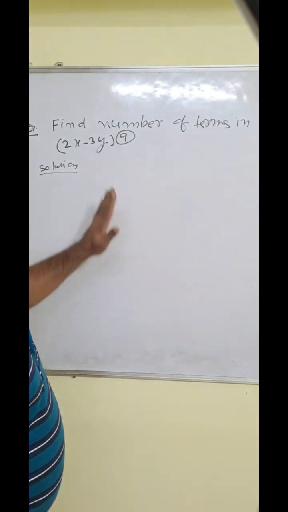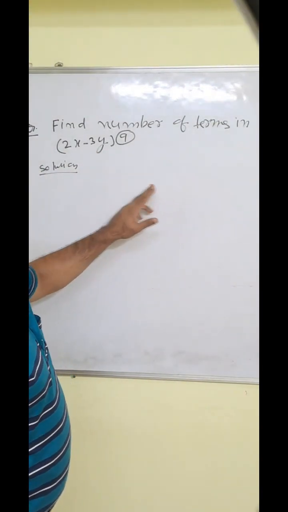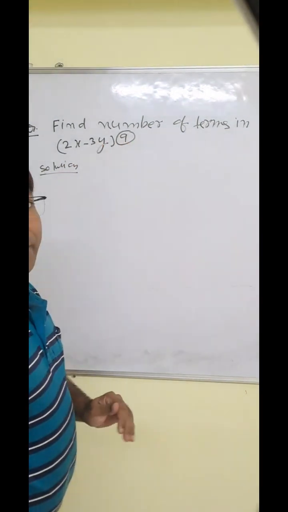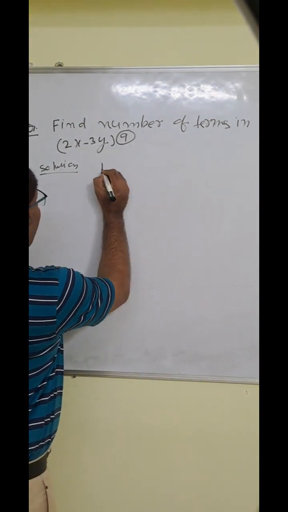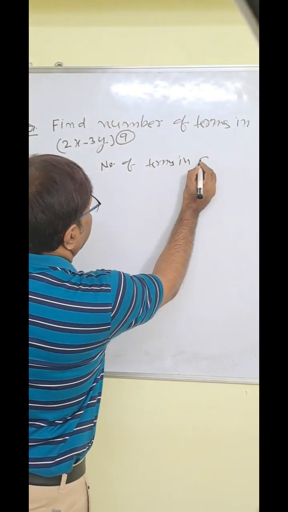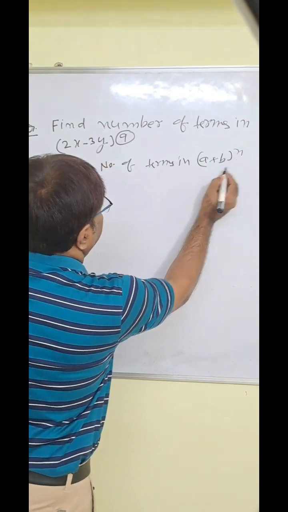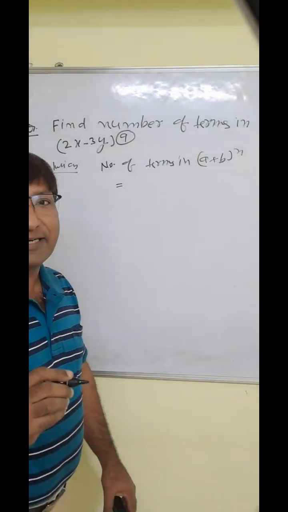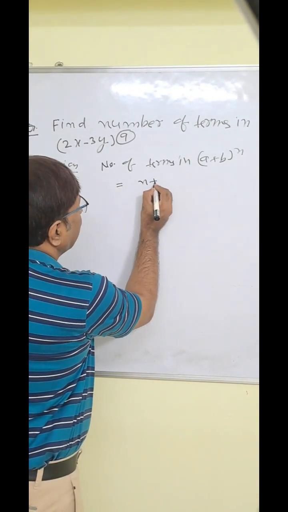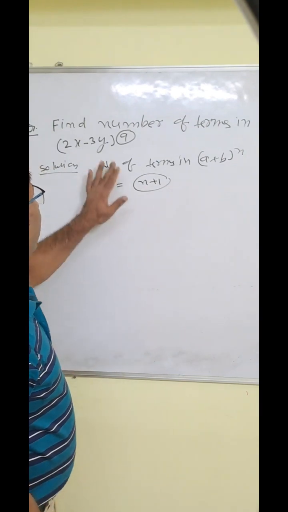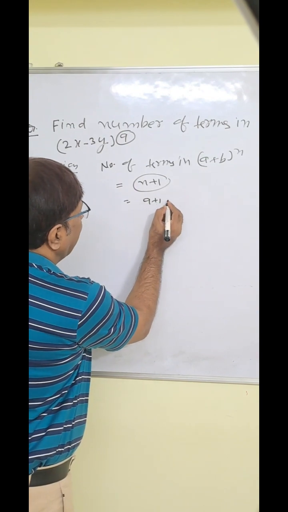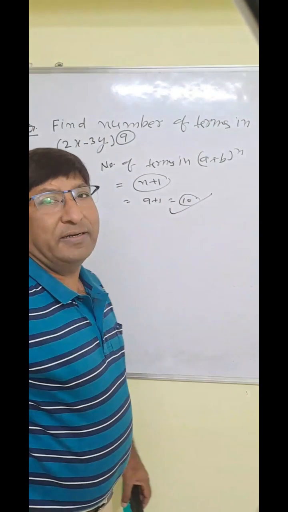Let us see the question. Find number of terms in (2x - 3y)^9. So for this type of question, simple trick is what? We know number of terms in (a + b)^n, where a and b are real numbers and n is any natural number, is simply n + 1. So here power n is 9. So our correct answer is 9 + 1, 10. 10 is our right answer.